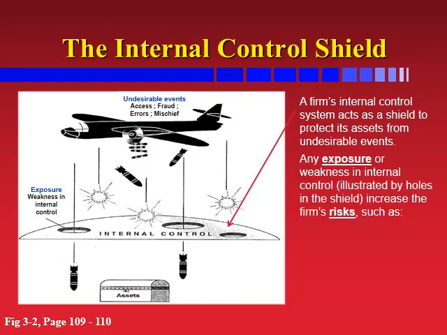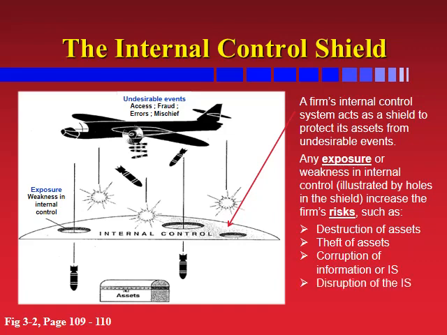Now, the absence or weakness in internal controls is called an exposure and is illustrated by holes in the shield. Any exposure or weakness in internal controls will increase the risk of assets being destroyed, information being stolen, or the information or the information system itself being corrupted or disrupted. Exposures therefore increase the organization's risk of financial loss. The internal control shield comprises 3 levels of controls: preventive, detective, and corrective.